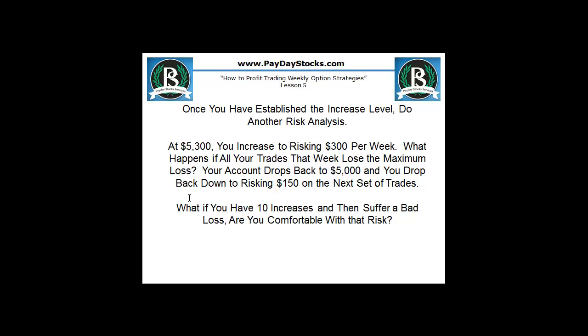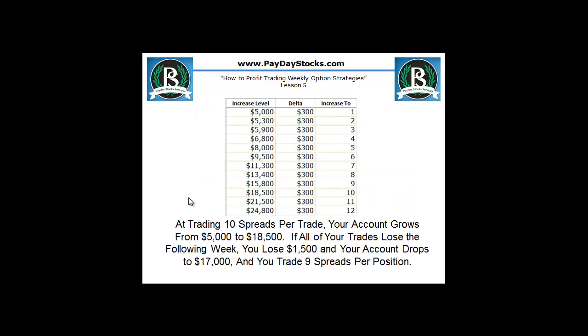If all your spreads lose that following week, so it's $150 per spread, and you're trading 10, you're looking at a $1,500 loss, and your account drops from $18,500 down to $17,000. And now you're trading 9 spreads per position. Are you comfortable with potentially taking a $1,500 hit in a single week based on that increased table? If you are, then you've found your variables. You've got your variables set. If you're not, then you may want to be a little bit more conservative.